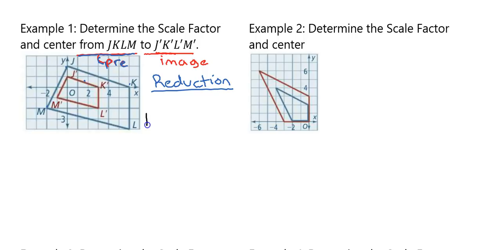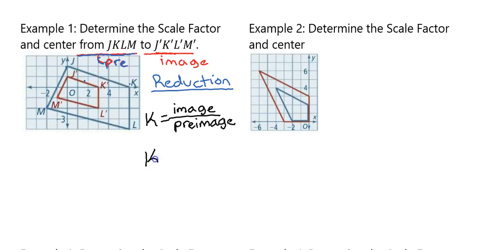So how do we find our scale factor? Our scale factor equals our image divided by our pre-image. Okay. Our image divided by our pre-image. So all we're going to do is choose any point on here. Okay, and I'm going to start with my image. In this case, it's the red one. And I'm going to choose the point M for no reason. I like the letter M, I guess.